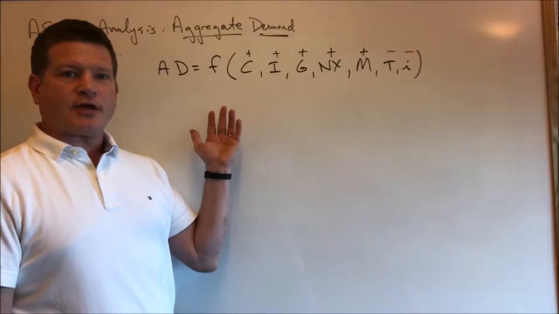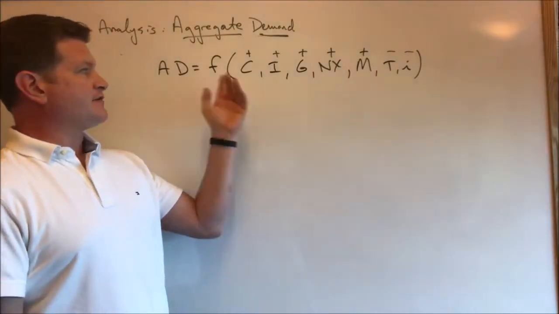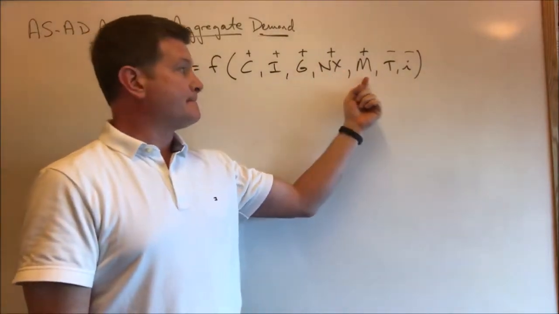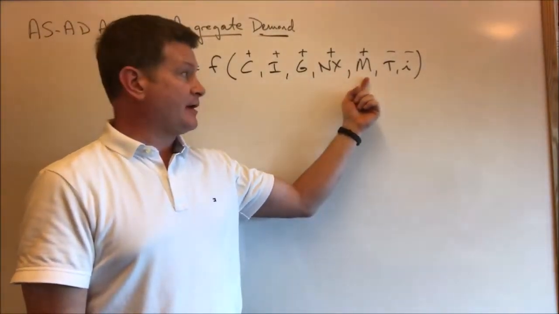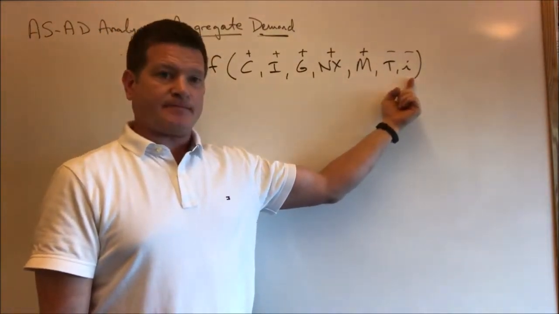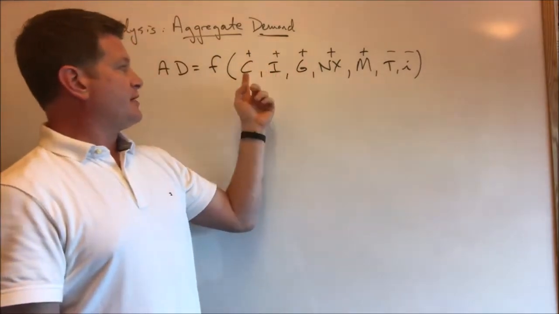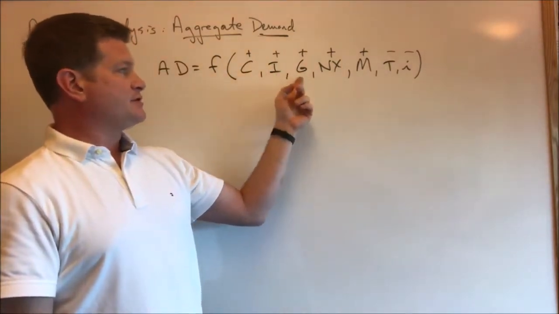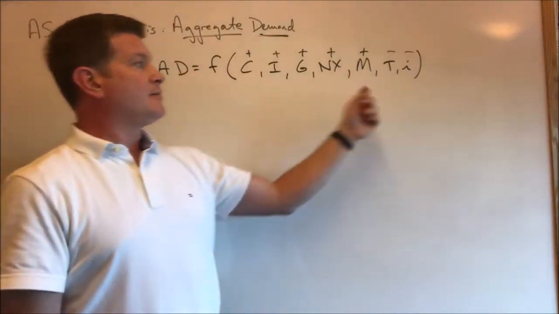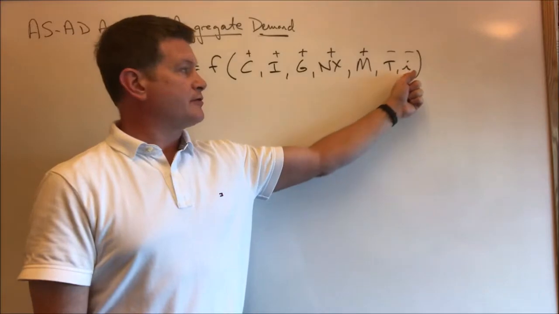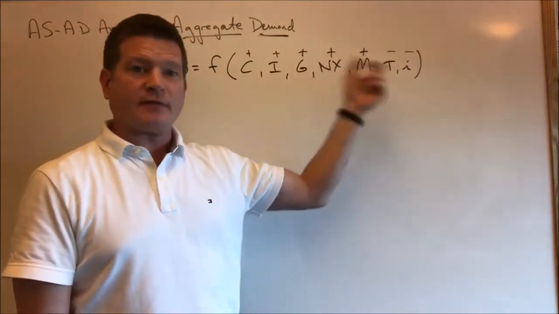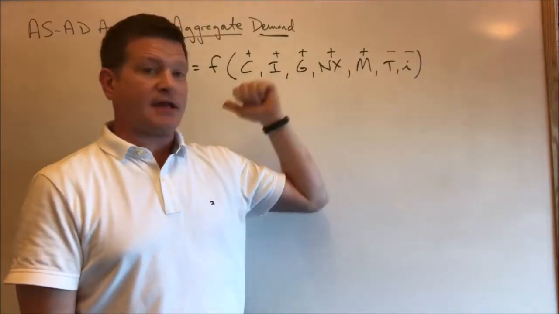Starting with our shorthand notation, aggregate demand is a function of consumption, investment, government spending, net exports, money, or the nominal money supply, taxes, and the nominal interest rate. Pluses mean if you increase C or I or G or NX or M, all of those things will increase aggregate demand. But if you increase taxes or you increase interest rates, aggregate demand will fall. Hence we put a negative because there's a negative relationship between this and aggregate demand.